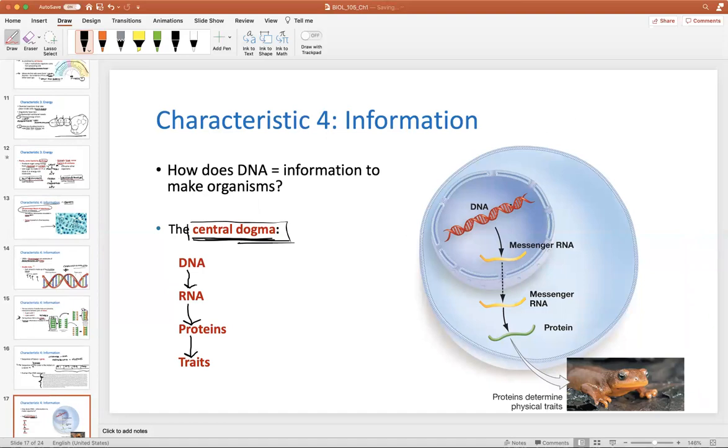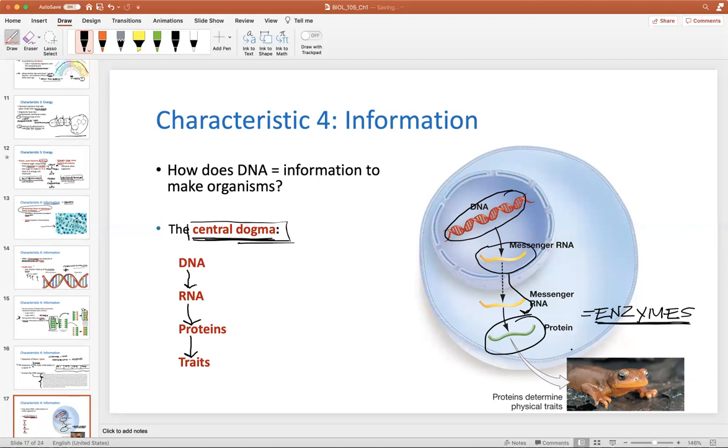Let's look over here. DNA is right here. DNA gets copied into RNA, okay? This is going to act as a messenger molecule. RNA is going to get made into proteins. Now, proteins are things like enzymes. And you might remember from previous classes that enzymes are proteins that carry out chemical reactions.